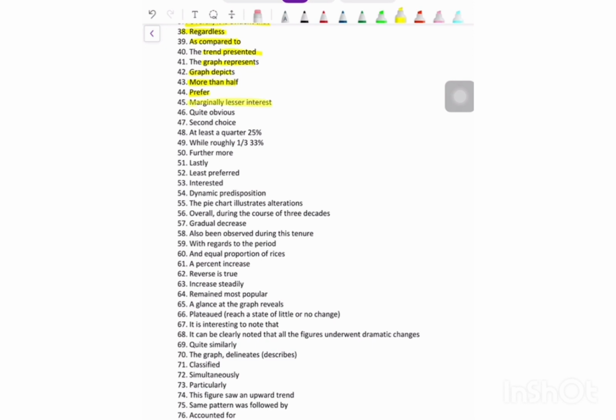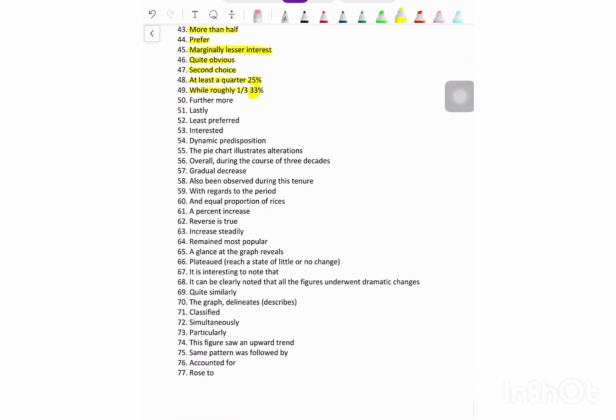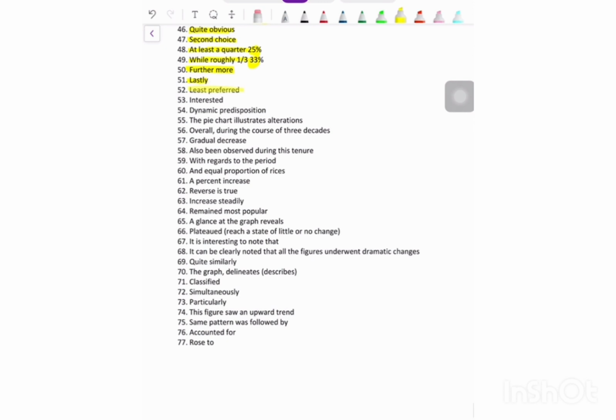Marginally lesser interest. So this is also a good line to compare between two things, that they had more interest, but as compared to that they had marginally lesser interest. Quite obvious is also a good word. Second choice, at least a quarter, which we just read, that 25%, or if you want to write 33%, while roughly one third of the population. Furthermore is a good linker. Lastly is also a good linker. Least preferred is also a good word.